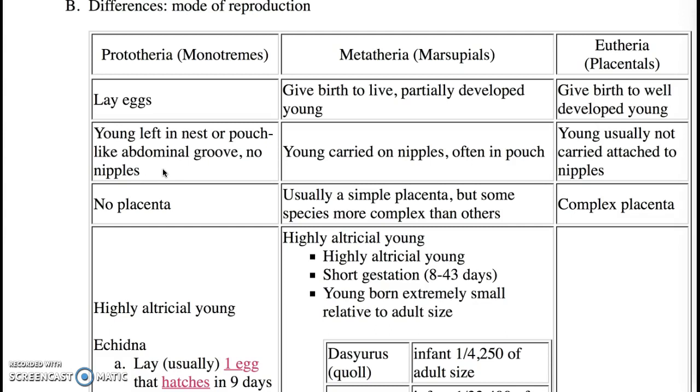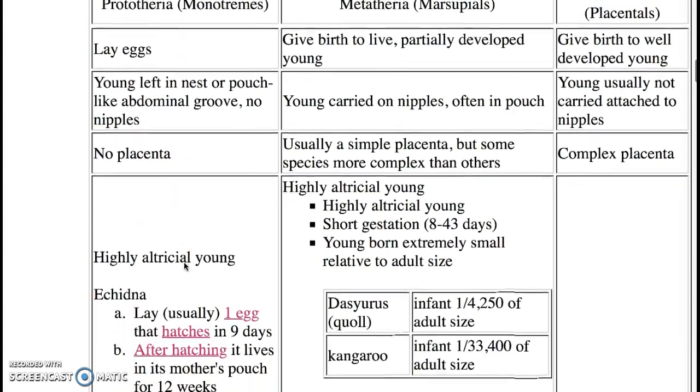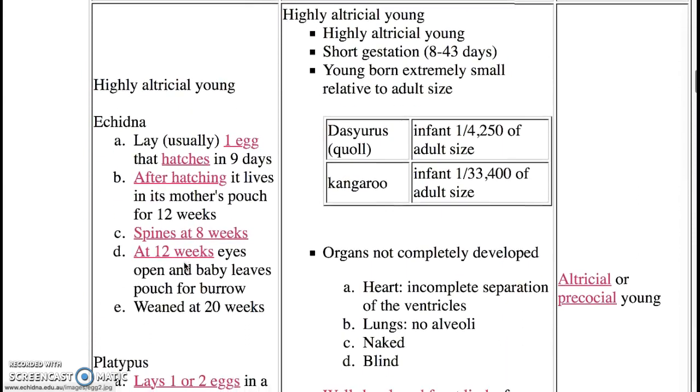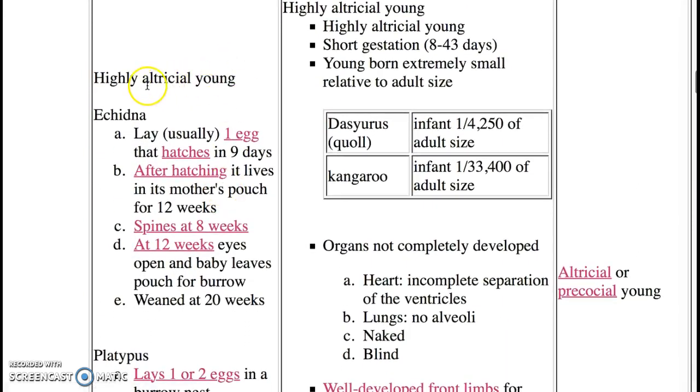Another interesting fact about monotremes is that they have no nipples. So when offspring nurse, the milk just oozes onto the skin or onto the hair, and then the infants lick it up from there. They have no placenta, and the eggs have a very short time to hatching. So what that means is that the young are born highly altricial. Altricial means helpless and very undeveloped. I'll show you some pictures and that will make it clear what I mean.